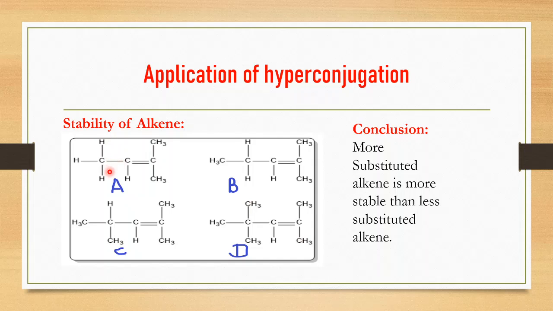So here we did the counting. It was coming as 9. Here it was 8. Here it is 7 and here it is 6. So the more the chances of getting hyperconjugated structure, the more is the stability. Or in other words, for alkene we can say, if your alkene is having more substituents as alkyl groups, there are more chances for hyperconjugation. So this is all about the application of hyperconjugation.